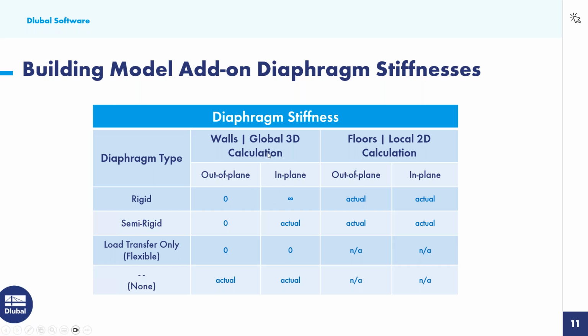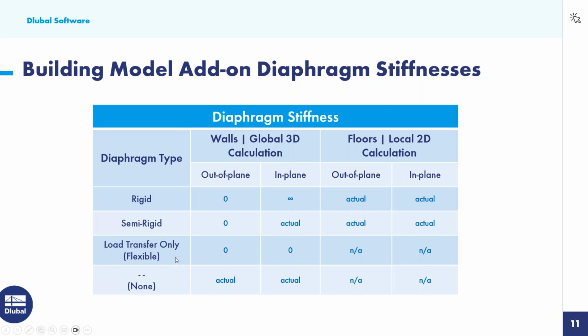Now, the first couple columns here are going to be related to that global 3D calculation. The rigid diaphragm is going to use no stiffness in the out-of-plane direction, but in the in-plane direction, we set this to something infinitely high, a very, very high stiffness. In turn, for this semi-rigid diaphragm, again, out-of-plane stiffness is set to 0, but the in-plane stiffness is going to be the actual stiffness. So we're going to look at the materials, the thicknesses, and we're going to use the true stiffness properties in the in-plane direction for that 3D calculation.